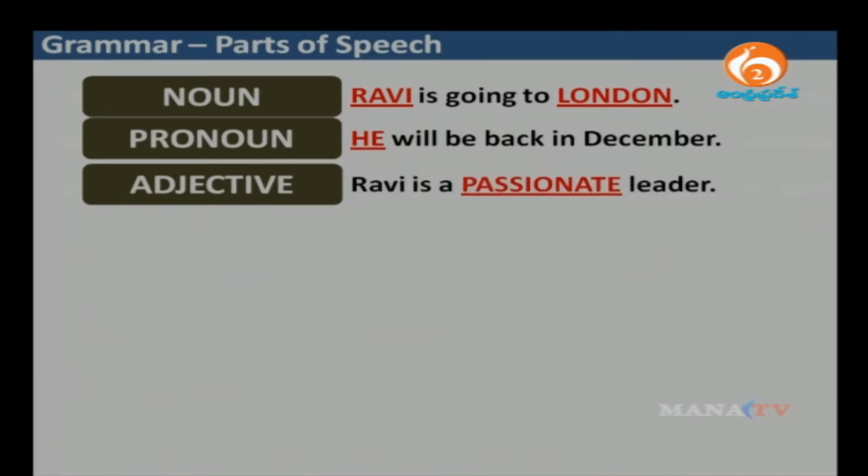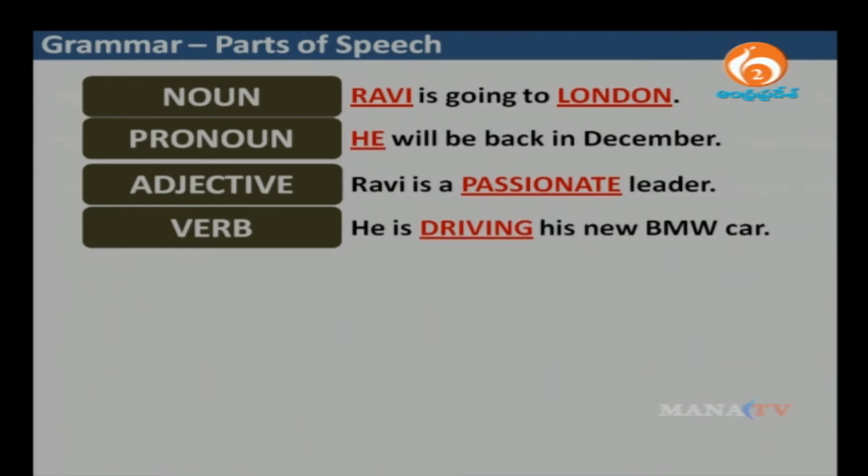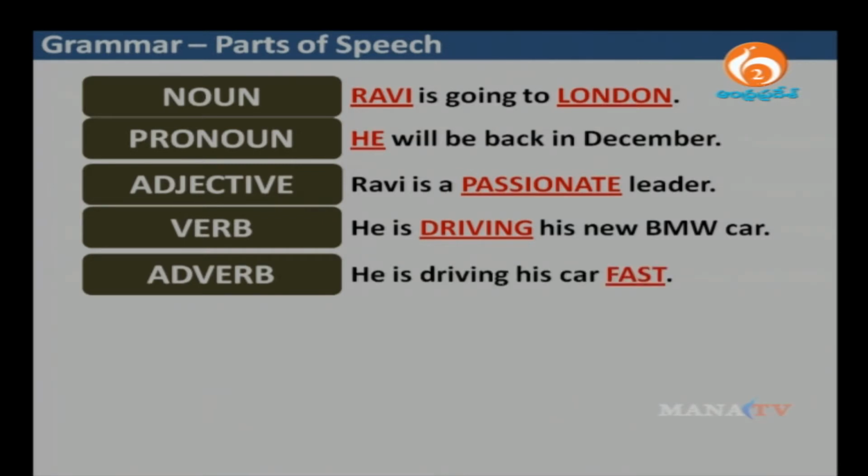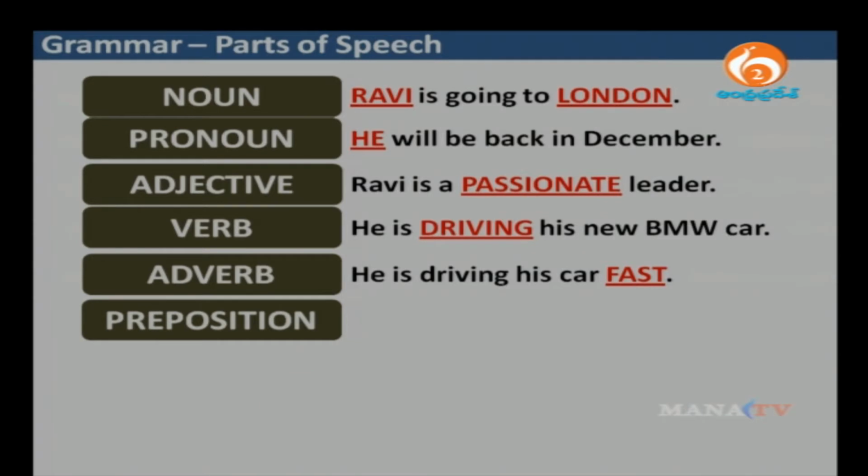Ravi is a passionate leader. What kind of a leader? Passionate leader. Verb means any action. He is driving his new BMW car. Next is adverb. What do we mean by adverb? Like adjective defines noun or pronoun, adverb defines verb. He is driving his car fast. So driving is a verb, but how is he driving, fast or slow? He is driving it fast. So fast is an adverb.